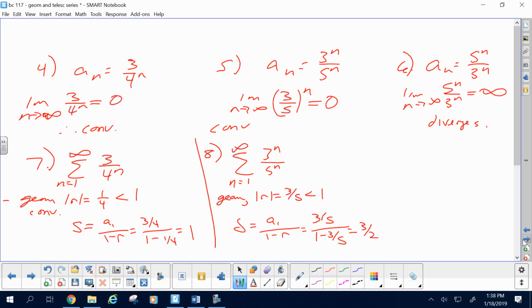Okay. Last but not least, 9. 5 to the n over 3 to the n. Is it geometric? The answer is yes. What's the common ratio? 5/3. Is that less than 1? It is not. So it diverges. These terms are going to get bigger and bigger. Then you're trying to add them. That's not happening.